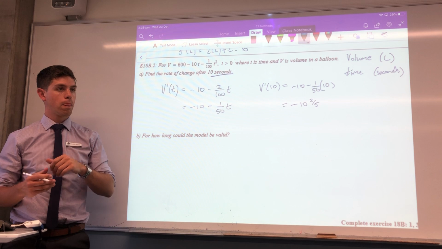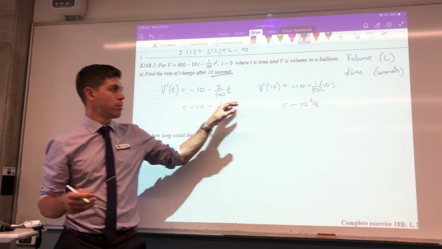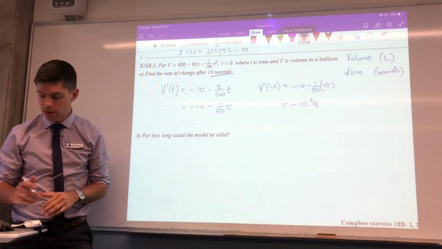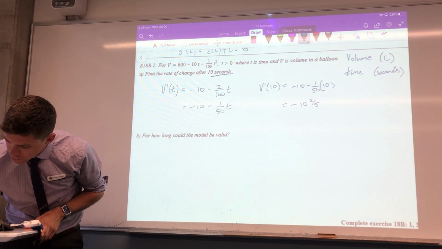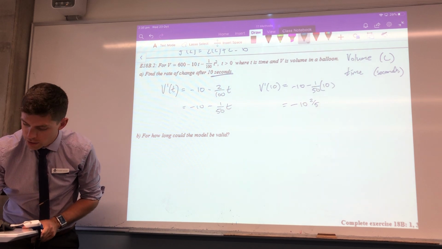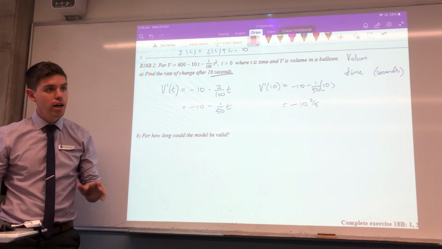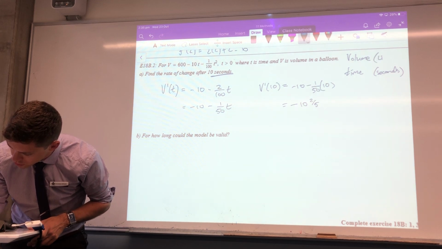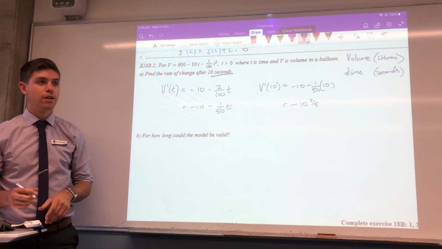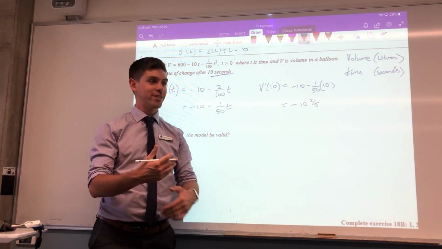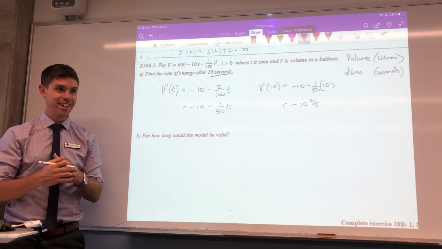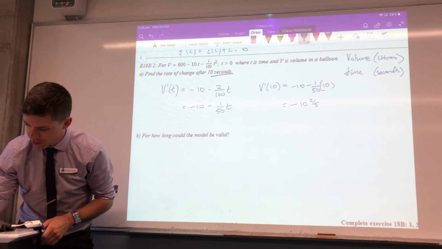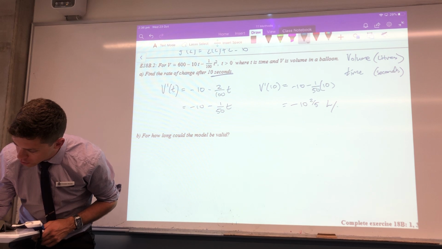It hasn't given us a unit for the volume. That's right, but we have seconds, and L for litres. I'll write it out again: volume in litres. So what would our rate of change be now? Negative 10 and 2/5 litres per second. Excellent. So litres per second.